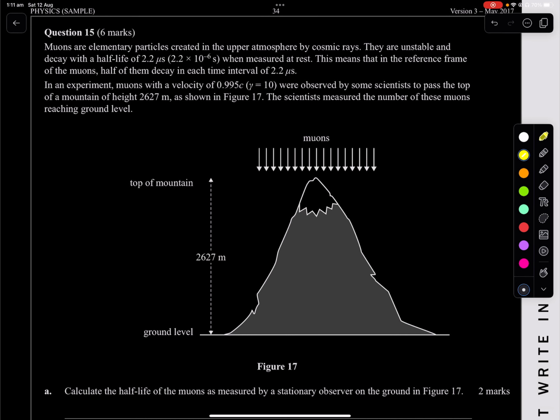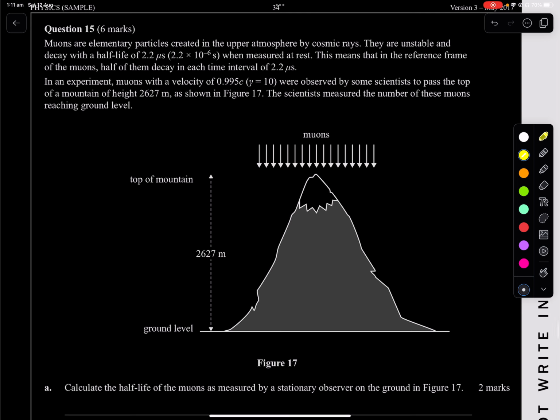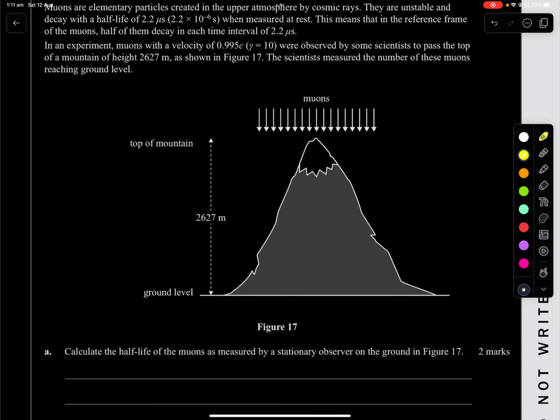Muons are elementary particles created in the upper atmosphere by cosmic rays. They are unstable and decay with a half-life of 2.2 microseconds when measured at rest. That means that in the reference frame of the muons, half of them decay in each time interval of 2.2 microseconds. In an experiment, muons with a velocity of this were observed by some scientists to pass the top of a mountain of height 2,627 meters, as shown. The scientists measured the number of these muons reaching ground level. Calculate the half-life of muons as measured by the stationary observer on the ground.